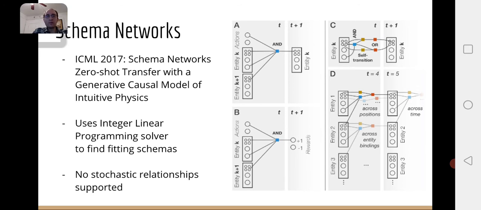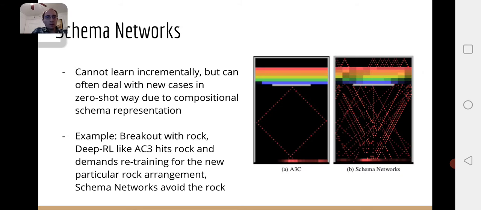Additionally, of course, with every observation, the optimization problem gets larger. So it cannot support cumulative learning, but the learning has to stop at some point where it becomes impractical to continue. So even though this one cannot continue to learn incrementally forever, and it can also not deal with stochastic environments, it's nevertheless interesting because it can deal with new cases often in a zero-shot way due to the compositional schema representation.